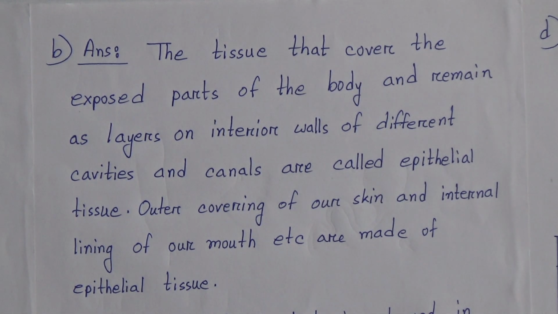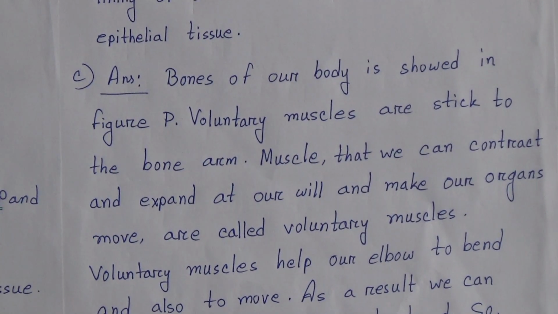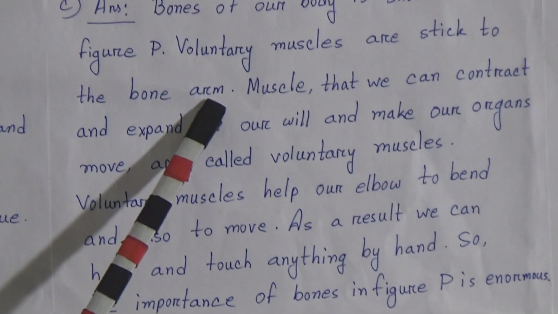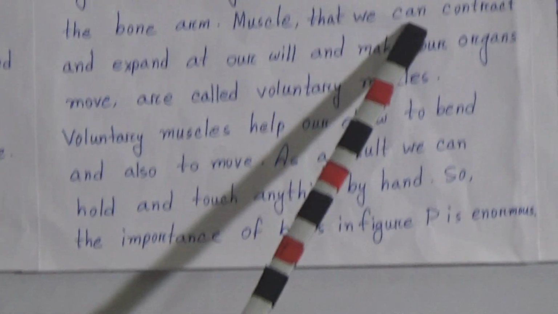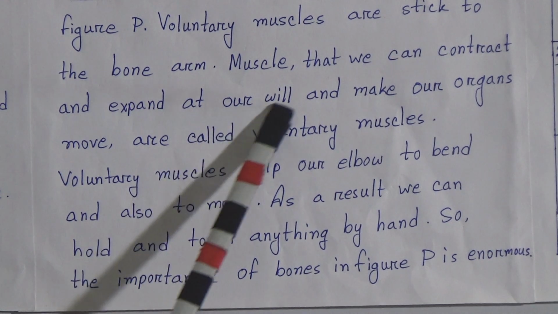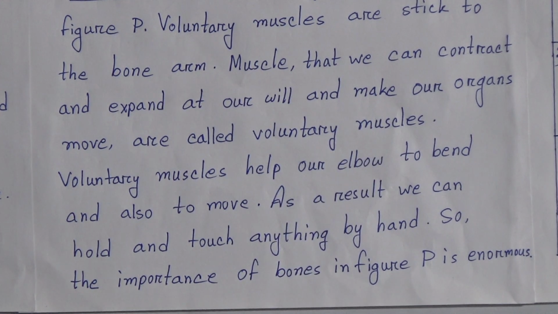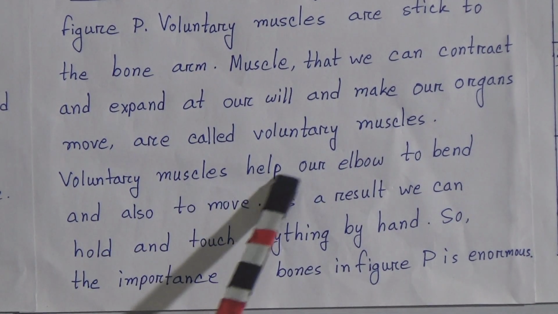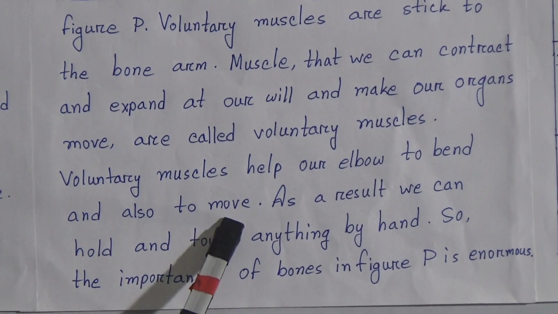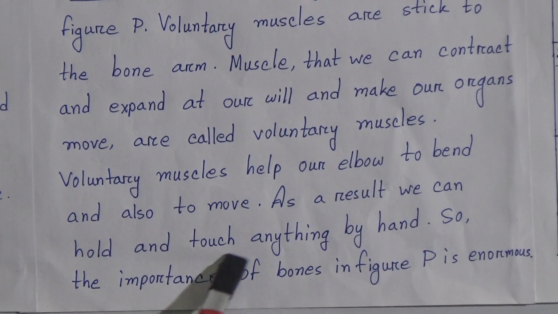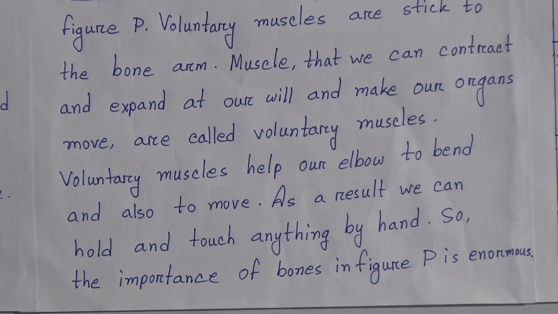The C answer is here. Bones of our body are shown in figure P. This is figure P. Voluntary muscles stick to the bone of the arm. Muscles that we can contract and expand at our will and make our organs move are called voluntary muscles. Voluntary muscles help our elbow to bend and also to move. As a result, we can hold and touch anything by hand. So, the importance of bones in figure P is enormous.